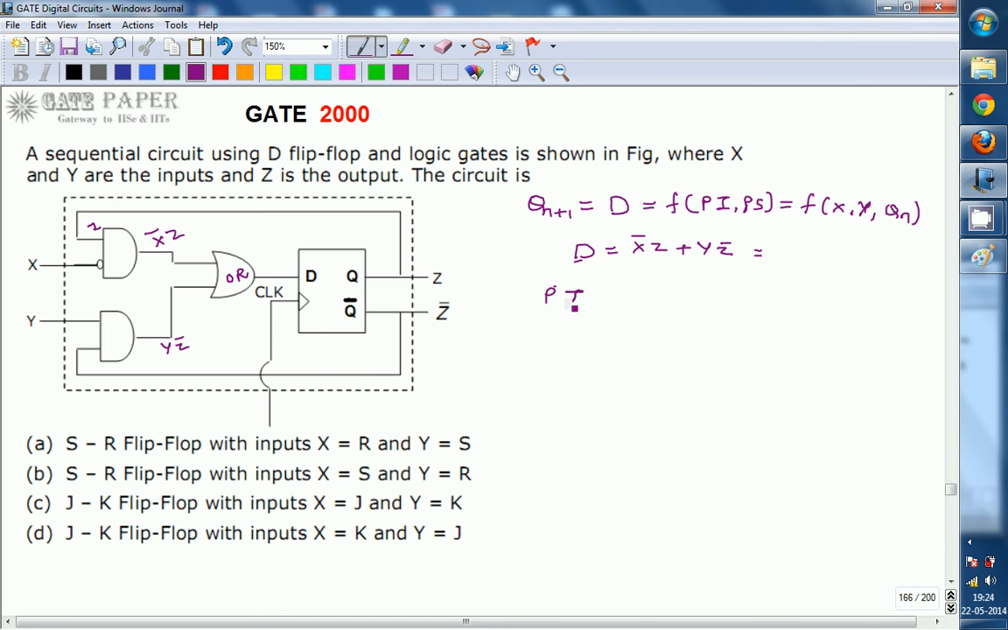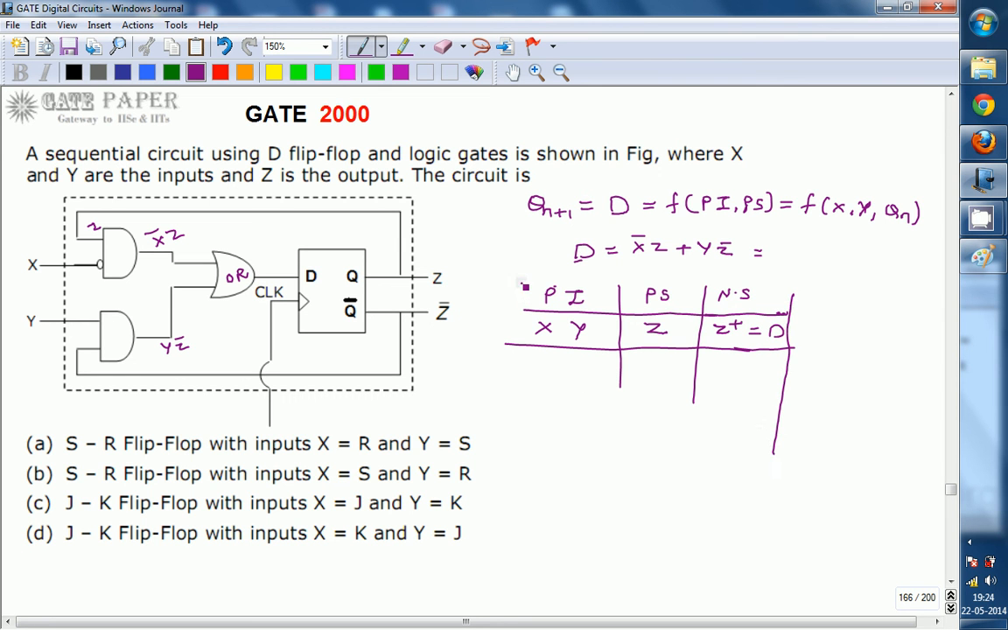So for next state and present state, we will write a table: present inputs, present state and next state. The present inputs are X comma Y, and the present state is Z or Q, both are the same. The next state is Z plus, that is Q plus, which is nothing but the D value itself, and the D equation is X bar Z plus Y Z bar.